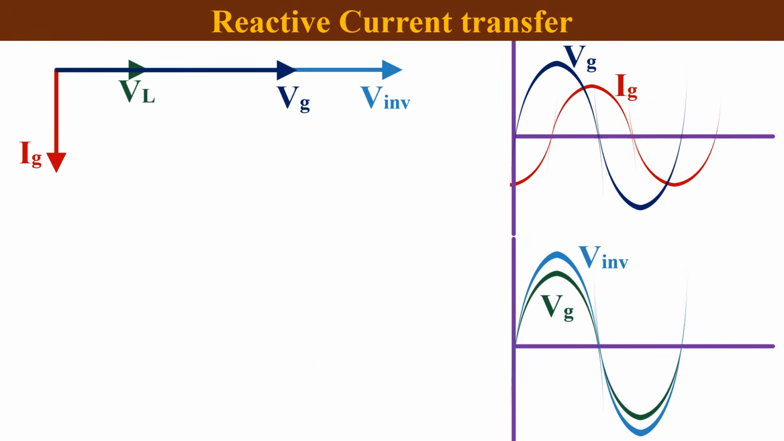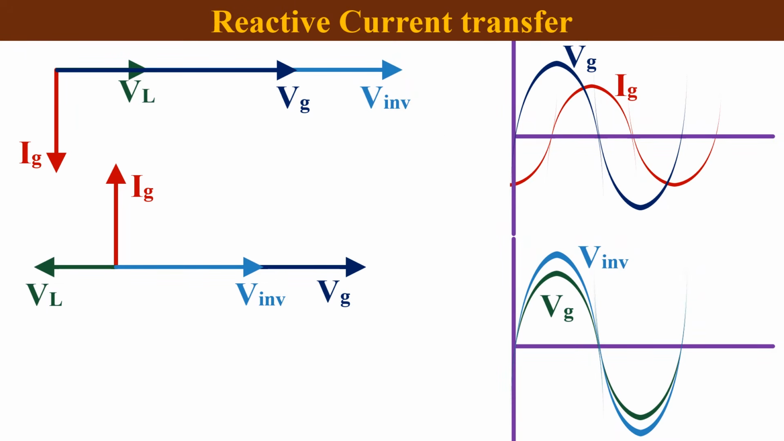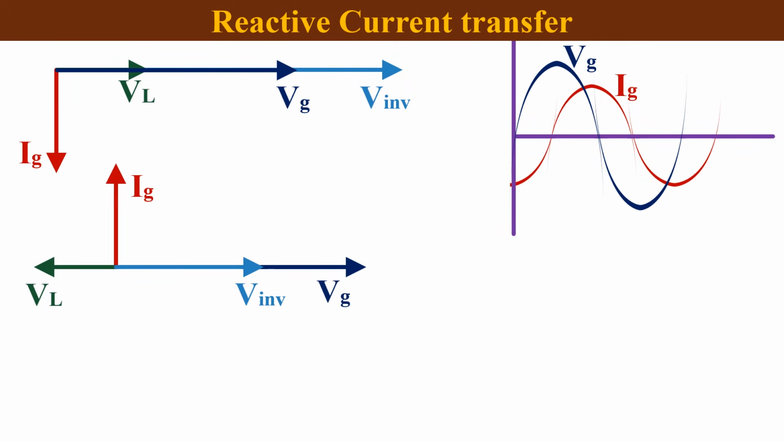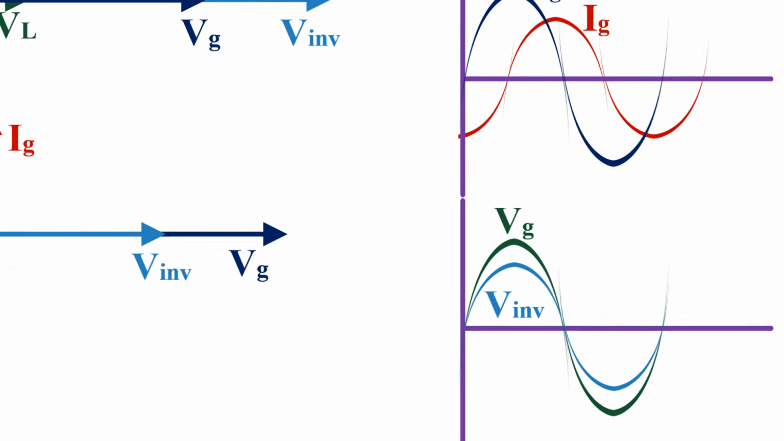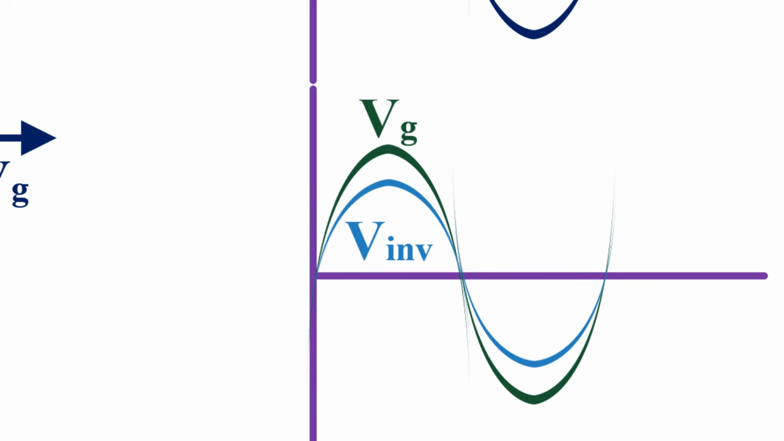Similar to this, we can draw the phasor diagram in case of sending leading reactive current to the grid. In that case the inverter voltage magnitude is lower than the grid voltage, but both are aligned in phase. So the conclusion is that, in order to send a leading reactive current to the grid, the inverter needs to generate a voltage, which should align in phase with the grid voltage, and its magnitude should be lower than the grid voltage magnitude.